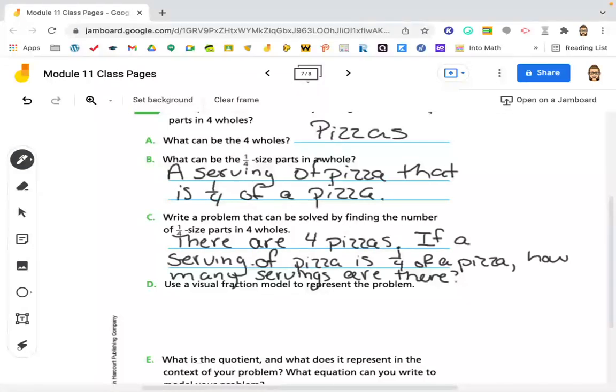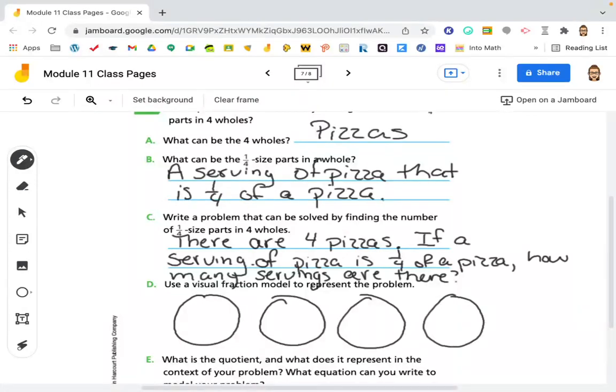So it says use a visual fraction model to represent the problem. So we're going to draw 4 circles to represent the 4 pizzas. And then we're going to cut each into fourths.